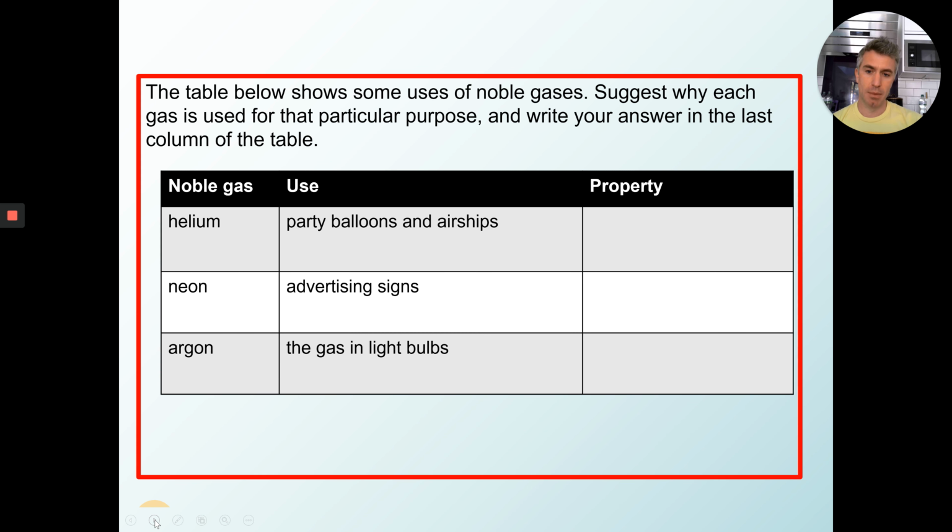Helium, why do we use it in party balloons? Maybe because it makes your voice go squeaky. That's pointless in an airship. What property of helium makes it good for party balloons and airships? Same for the advertising sign, and the same for argon. Excellent. I'll leave those to you.